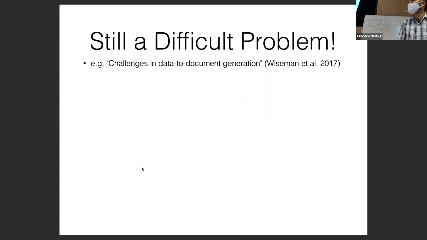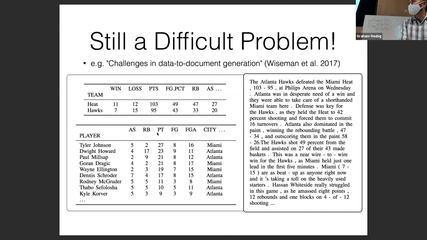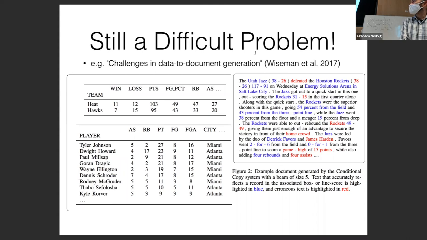So this is an example from data to text generation, where you have a structured data format like a basketball box score here, and it generates an output that looks pretty good, like the Atlanta Hawks defeated the Miami Heat 103-95 at Phillips Arena. But if you look at it pretty closely, this is an example where the red parts are completely wrong. So it looks pretty natural, but it's not very factual. And that's one of the big challenges in text generation nowadays as well.